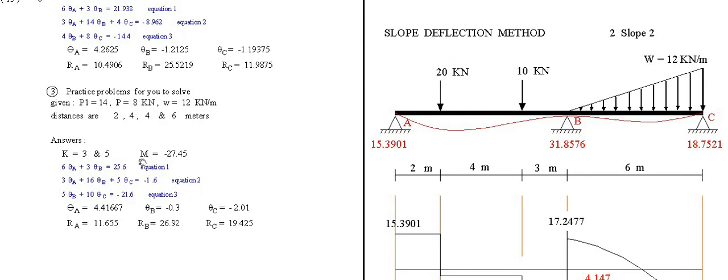From the three equations, theta A is solved as 4.41, theta B is minus 0.3, theta C is minus 2.01, then RA, RB, and RC. Check also that the summation of vertical forces of the three reactions must be equal to the sum of the three external loads.